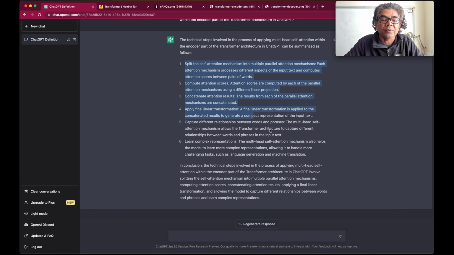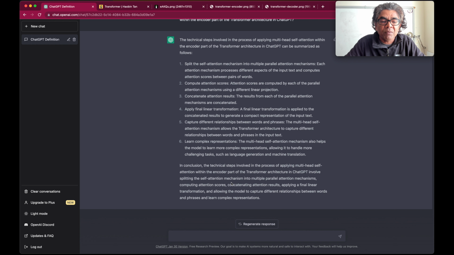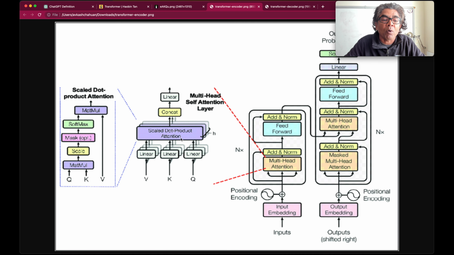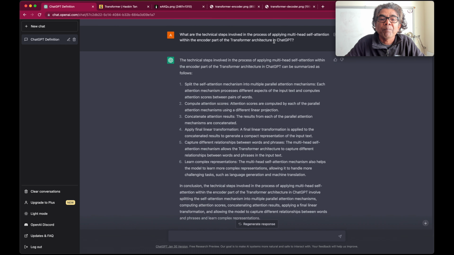So these are the six steps which are being explained. Looking into that, you can see that this whole process is explained in different steps, but we haven't got the depth or the technical word which I'm really looking for, the scaled dot product attention. So we can ask this question either directly, what is the scaled dot product, or we can take the same question and ask if we can get an idea about the Python code, the PyTorch code.